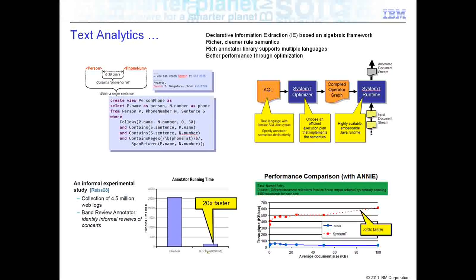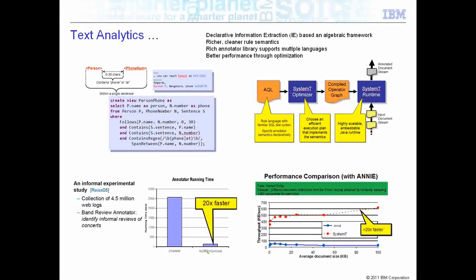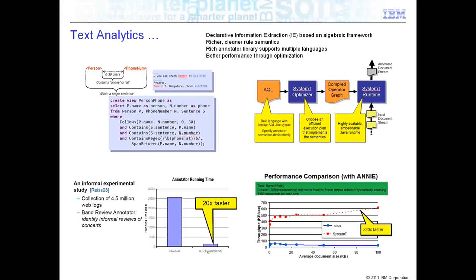So if I want to say something like that, here I create a SQL-like view, a view for person phone, where I select from person P, phone number N, within a sentence S, and you can see these predicates, where it says the person is contained within the same sentence, so is the number, and the person follows the phone number within a certain number of characters. It's as simple as you think. You write these things, and each of you write a lot of these rules or queries, and then you start building views on top of other views, and then that gives you, for example, positive sentiment, negative sentiment.